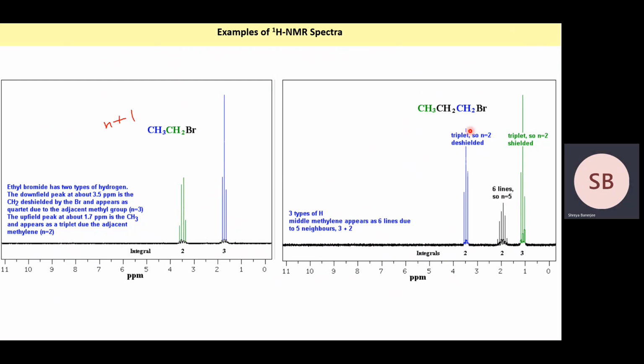Now if we look at propyl bromide, there are 3 kinds of hydrogens. So there are 3 main peaks. The blue peak will be most de-shielded because it is directly attached to the bromine. Then the black peak, and finally the green peak. Now the blue peak has 2 hydrogens adjacent to it, so it will split into 3 peaks. The black peak has 3 + 2, 5 hydrogens adjacent to it, so it will split into 6 peaks. And finally, this green peak has 2 hydrogens adjacent to it, so it will split into 3 peaks, or a triplet.